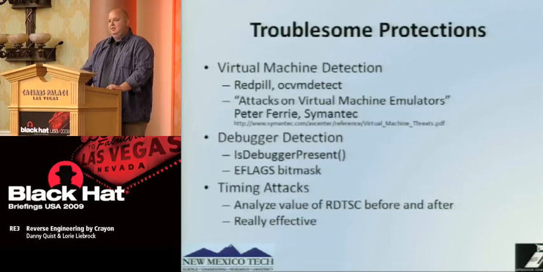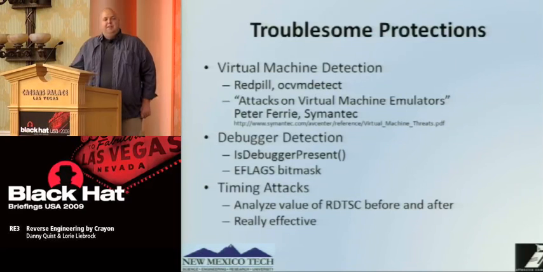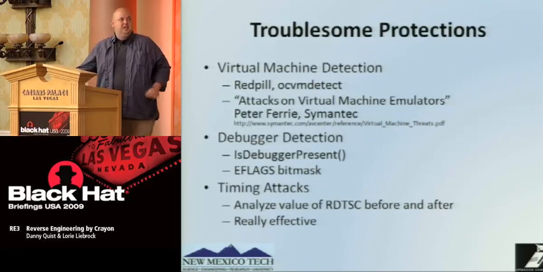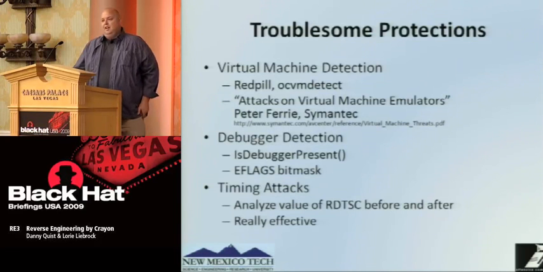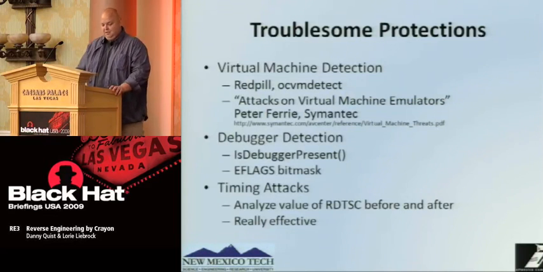There's a couple of other protections out here that are worth mentioning. So virtual machine detection, this has been talked about a lot. Red Pill and OCVM Detect are two of them. There's a very good paper that I wanted to point out, if you guys haven't read this yet: Attacks on Virtual Machine Emulators by Peter Ferrie. What Peter did is he went through every single virtualization product and figured out how to detect it with usually no more than 10 instructions of assembly. So this is a very good paper, and if you're going to write anything that's going to subvert this, this is a good way to start.